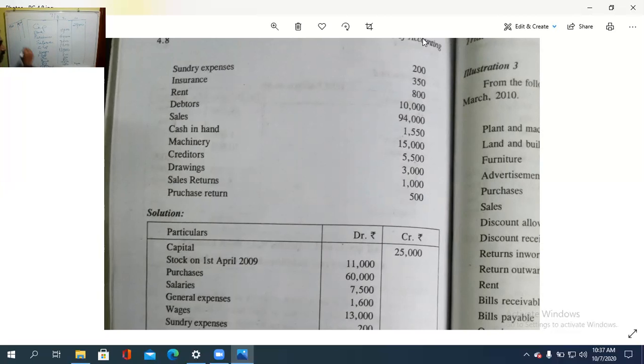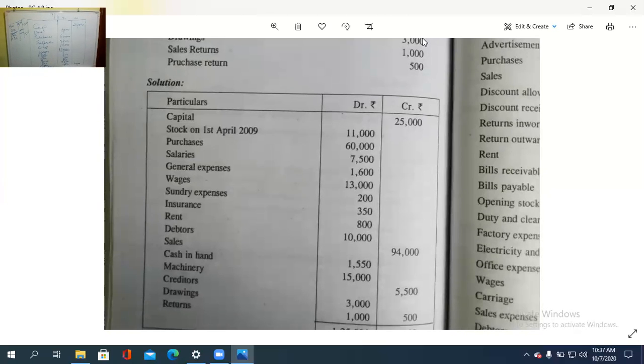Then creditors. On the credit side, that is 5,500. Then drawings. Drawings is the opposite item of capital. Drawings, it is 3,000. Then sales returns. Where is sales coming? Sales is coming on the credit side of the trial balance. So sales returns, it's coming on the debit side. Then purchase returns, opposite of purchases, so it comes on the credit side. So this much item is there, and see the answers.